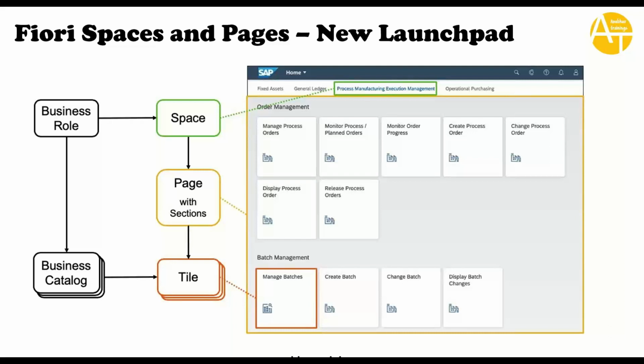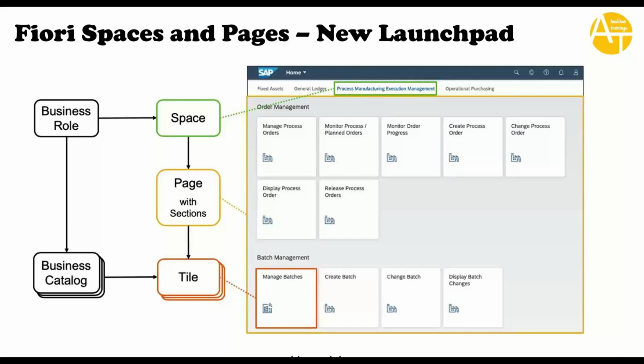In the past, we just used to have catalogs, groups, and roles. But now we have the concept of spaces, pages, and then these pages will have sections, and further we have tiles. So to keep it simple, I've not denoted sections here. So what we will now do is we will add a new tile, first of all, to a catalog, which I've already created before this session to keep it simple for you.